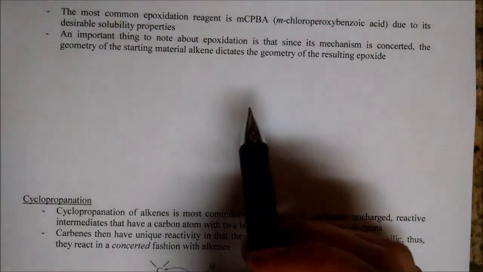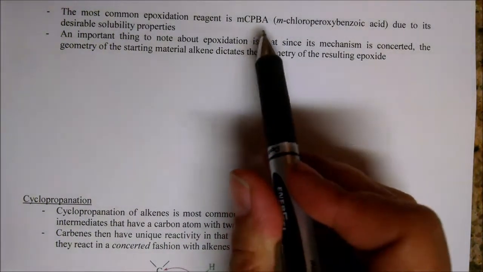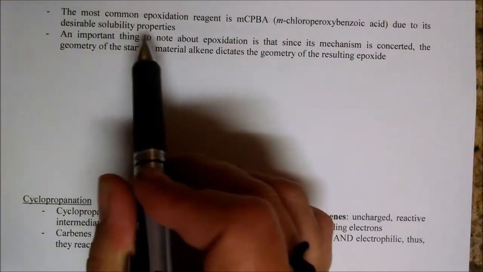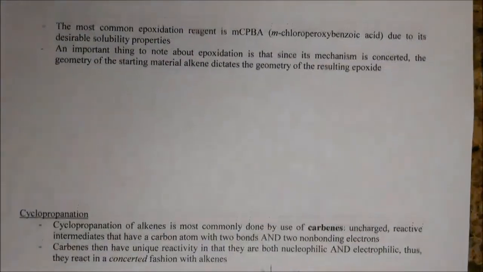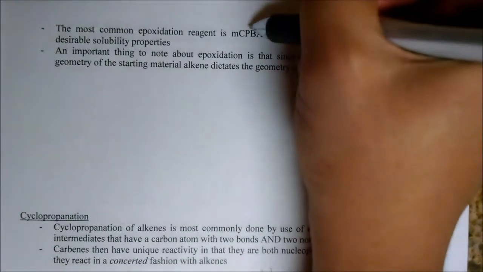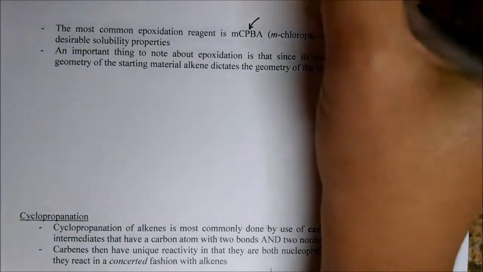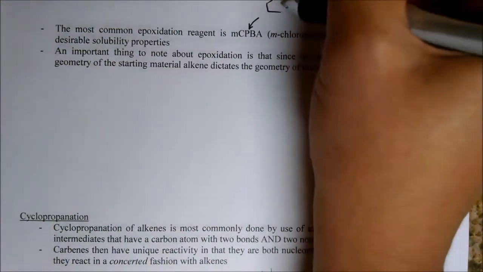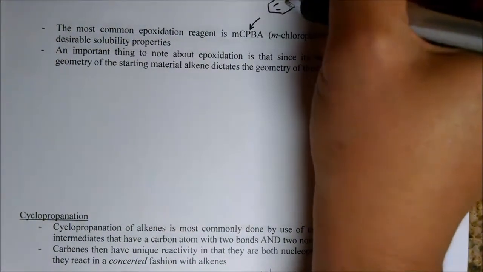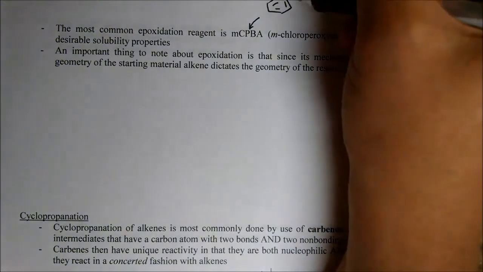Okay? So the most common epoxidizing agent is mCPBA, and that's because it's got really nice solubility properties. It's soluble in lots of things, and it's definitely one of my favorites. And because it's a nice white powder, you just weigh it out and add it to your reaction. I keep saying again. I need to stop saying that word. It's not like we've seen these things before.